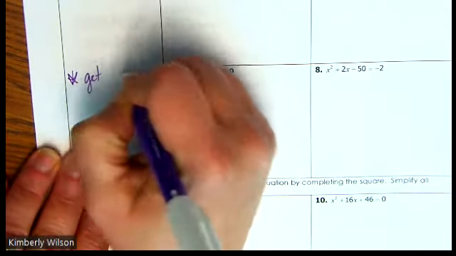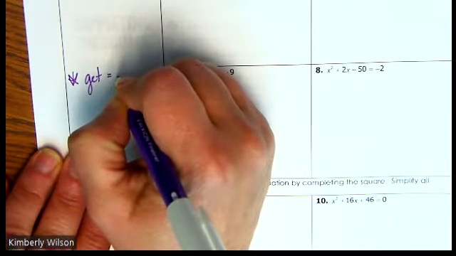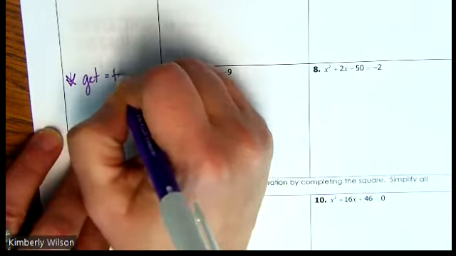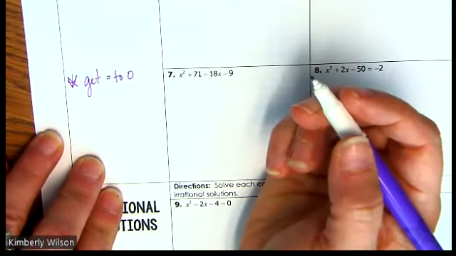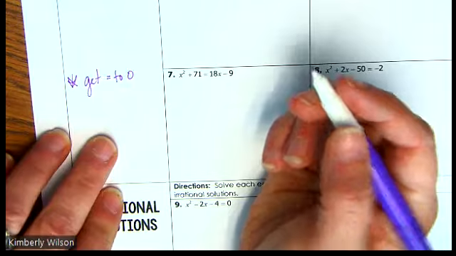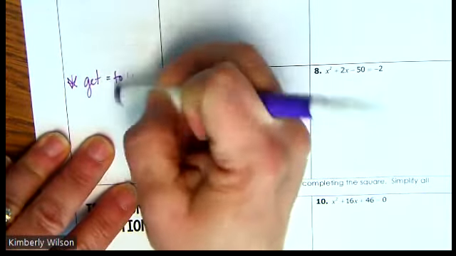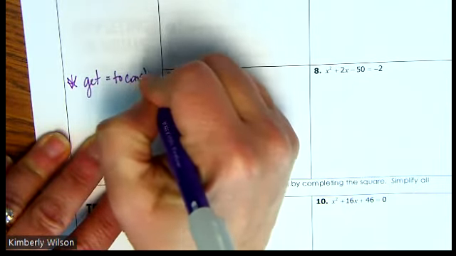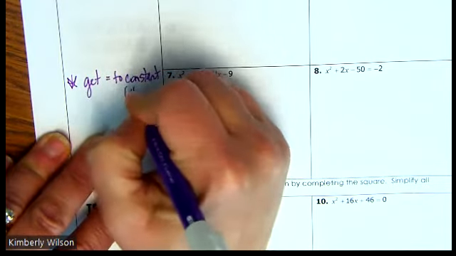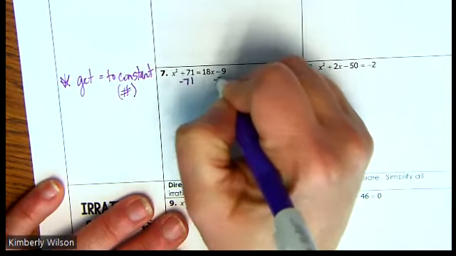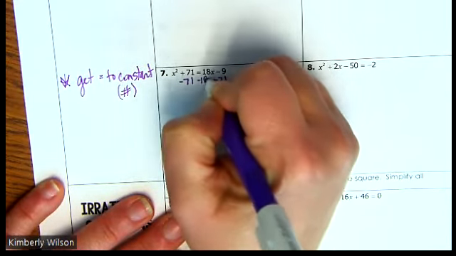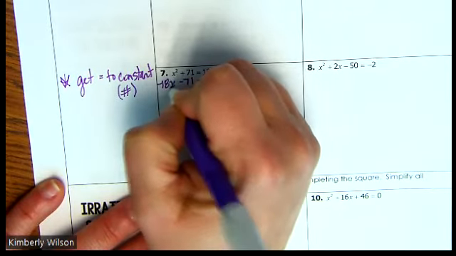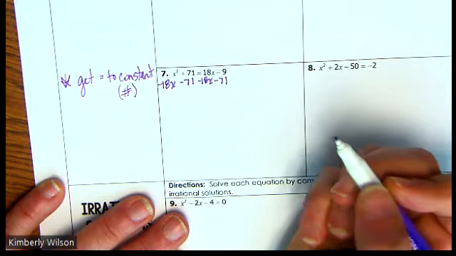So I have to remember to get equal to the constant, which would be better than equal to 0. That way you don't have to move it again. The constant is the number by itself. So I'm going to subtract 71 from both sides, and I'm going to also move the 18x at the same time. If you don't want to do it on both at the same time, that's up to you.